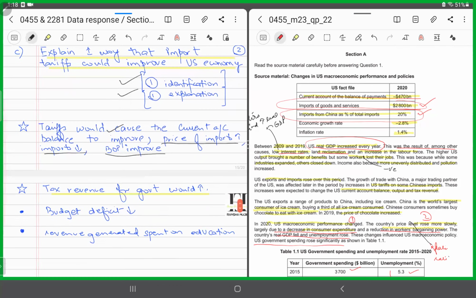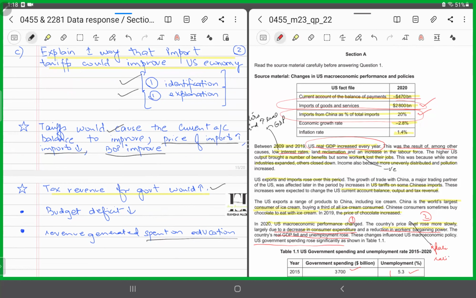Or you could say that if the government is imposing tariffs, the tax revenue for the government would rise. So when the tax revenue for the government would rise, the budget deficit would be in a favorable situation, right? The revenues for the government would increase, right? So this revenue that would be generated could be spent on, let's say, education, right?